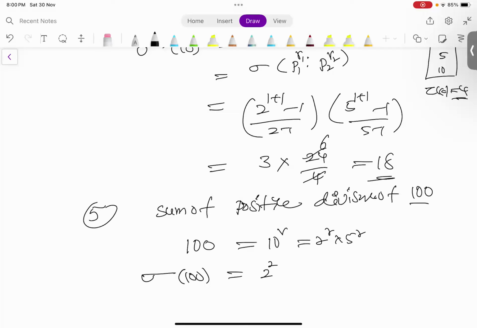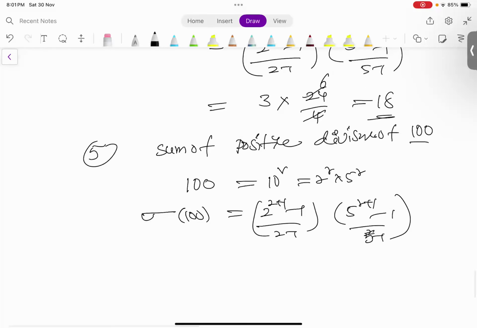(2 power 2 plus 1 minus 1) by (2 minus 1), and (5 power 2 plus 1 minus 1) by (5 minus 1). The sum of the positive divisors: 2 cube minus 1 is 8 minus 1, 7, into 125 minus 1, which is 124 by 4. Is it correct or not? 125, sorry, 124. 7 into 124 by 4 gives the answer 217. The answer is 217.